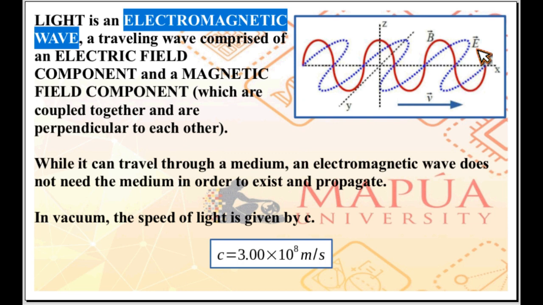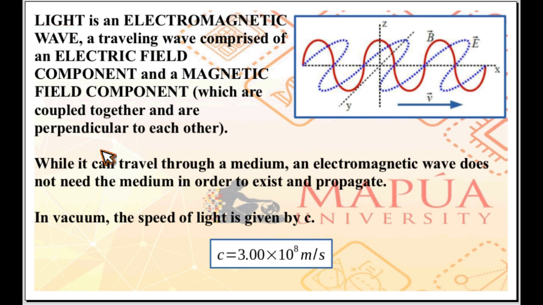In this figure, the electric field component is lying on the XY plane, while the magnetic field component is lying on the XZ plane. They are perpendicular with respect to each other. You have an electromagnetic wave. While the electromagnetic wave can travel through a medium, light can travel through air, can travel through water, and so on.